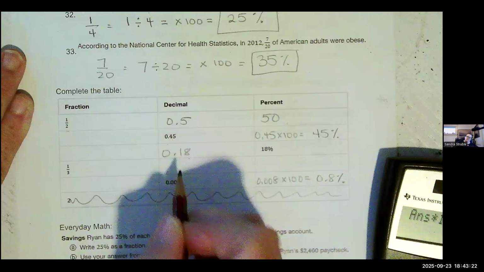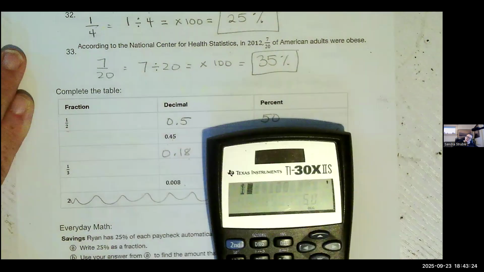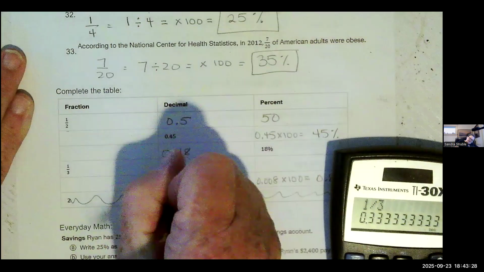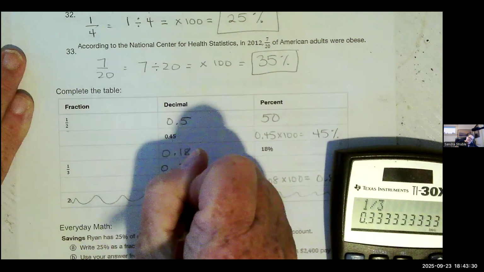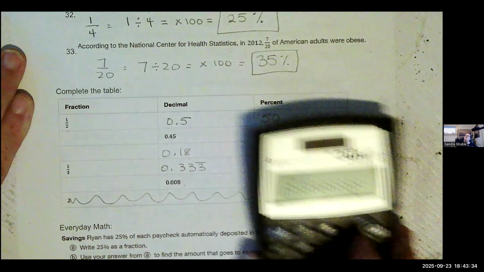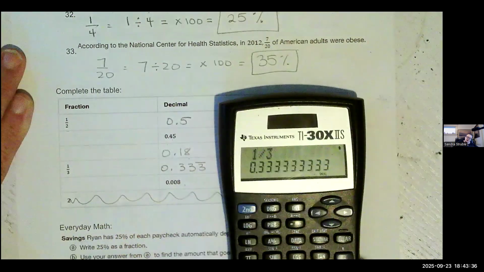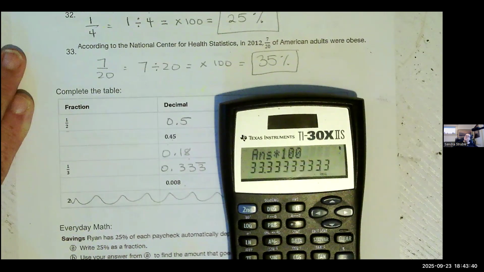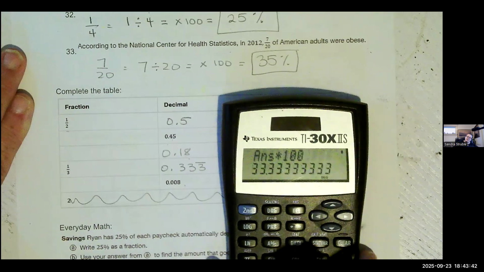1/3 to a decimal is just 1 divided by 3 equals, and that's 0.3 continuous. If it helps, you can give it a couple of them in there. And then don't erase your calculator. Change it to a percent by multiplying by 100. And I got 33.33%.